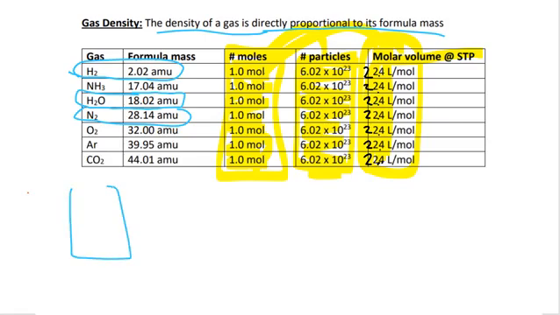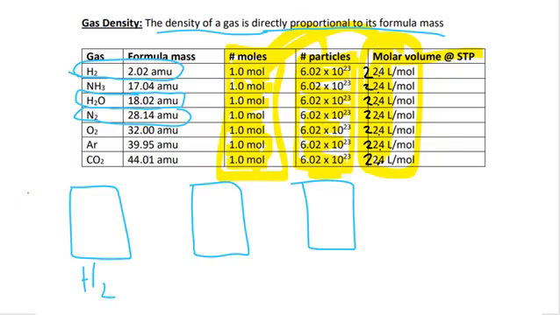Because if you think about it, let's say I have 3 containers that are exactly the same. This one's H2, and we're also going to use carbon dioxide here. So let's say that this one's N2 and this one's CO2. So my hydrogen, let's say I've got 1 mole of it. Okay, so let's say I have 6.02 times 10 to the 23rd. We're just going to put 6 particles in here though. 3, 4, 5, 6. My hydrogen mass is 2.02 AMUs. So my density is very low.